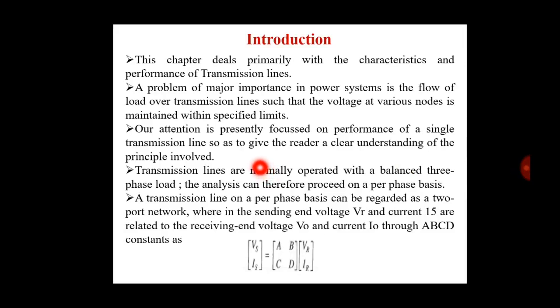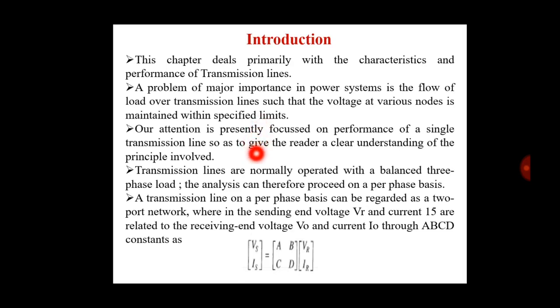This chapter deals primarily with the characteristics and performance of transmission lines. Means in this chapter we study the performance of transmission lines. A problem of major importance in power systems is the flow of load over transmission lines such that the voltage at various nodes is maintained within specified limits. Means here the transmission line has many nodes. All nodes have various voltages, and all these voltages are maintained within specified limits.